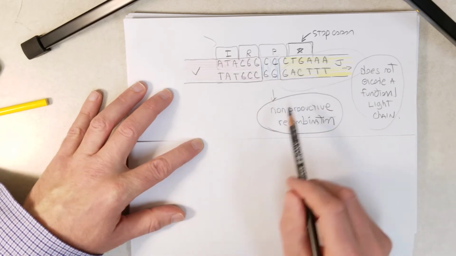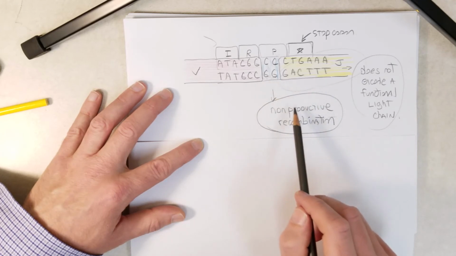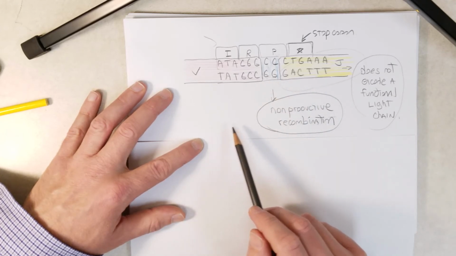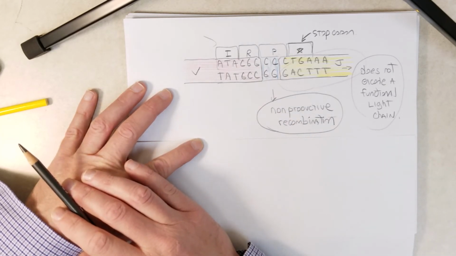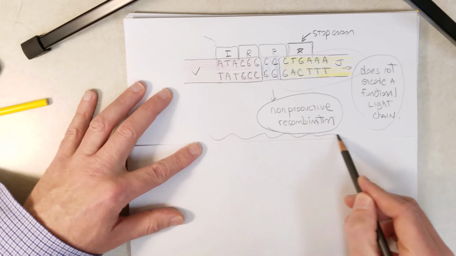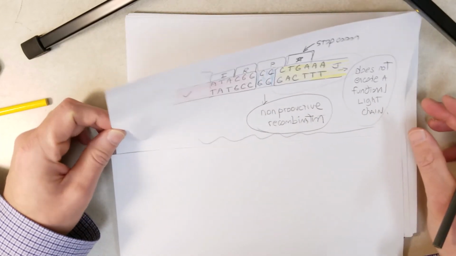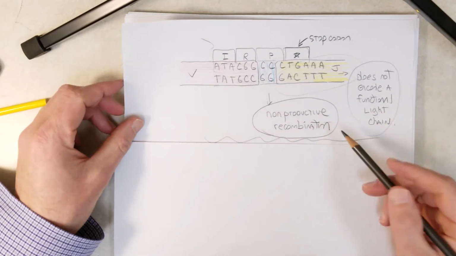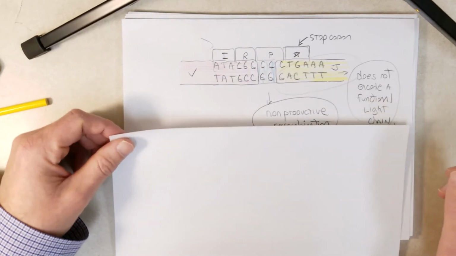And it's useless. And the cell has a way to determine when a VDJ recombination is non-productive and does not produce a functional protein. Now, scientists don't really know exactly how cells determine that, as far as I know. But it leads to this phenomenon called allelic exclusion. So what is allelic exclusion?